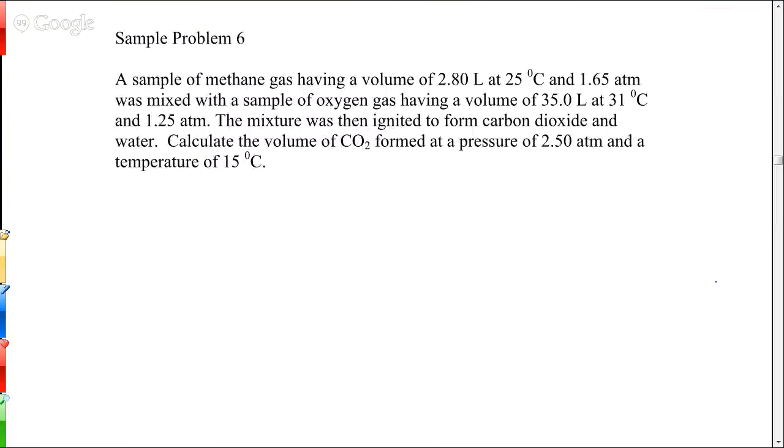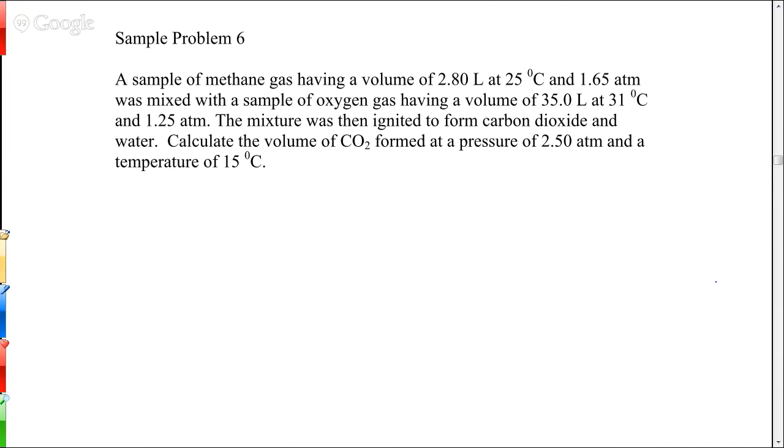Look at this one. We've got some methane gas that we're going to combust with oxygen completely. Now the methane gas has a particular volume, temperature, and pressure. And the oxygen gas has a different volume, temperature, and pressure. They react, and then we want to know how much carbon dioxide is formed at a third temperature and pressure. So how are we going to do all that?